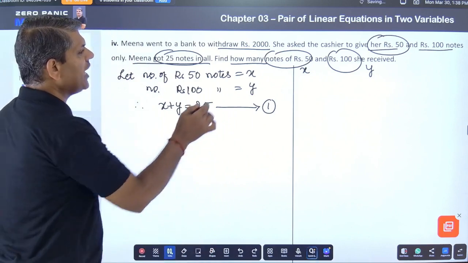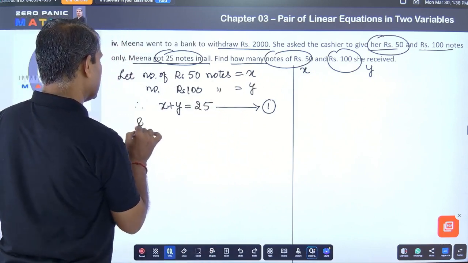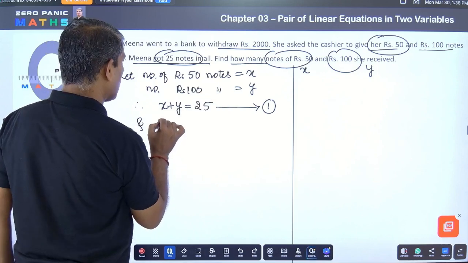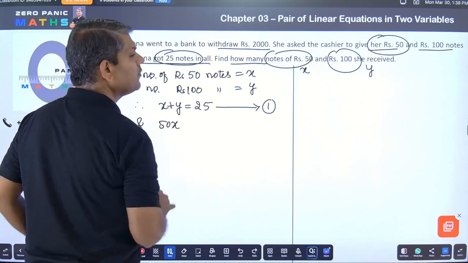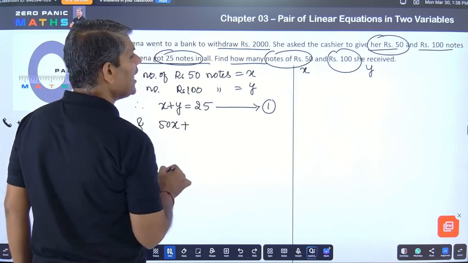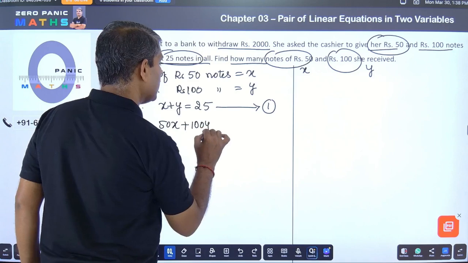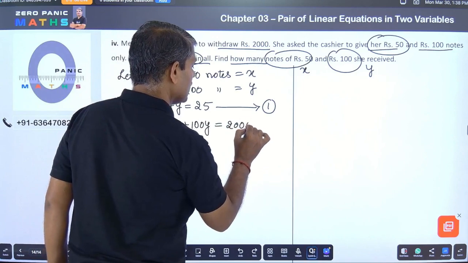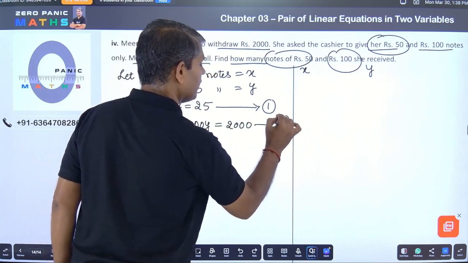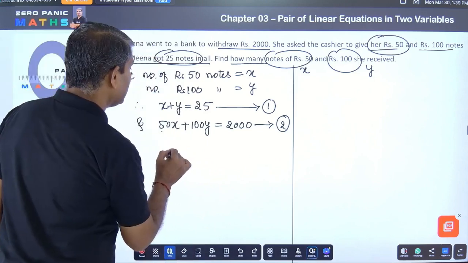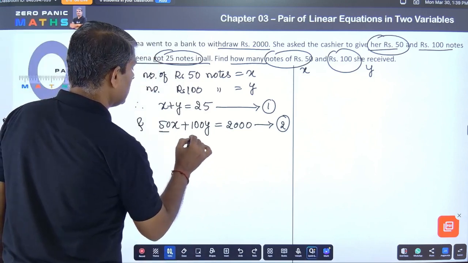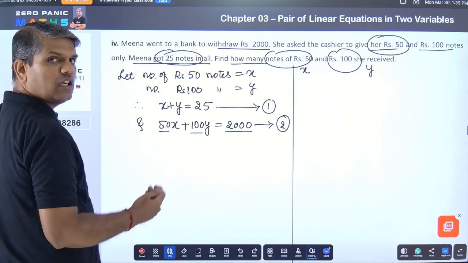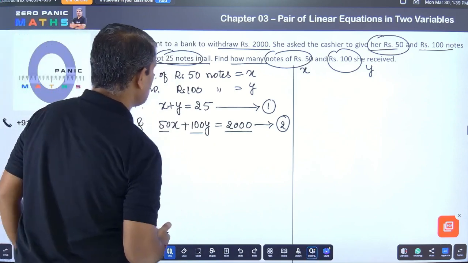Okay, because x is the number of 50 notes, and the total is 2000, so x number of 50 notes gives me 50x, plus y number of 100 notes, which is 100y, is equal to 2000. That is my equation 2. You understood this? I can still reduce this equation by dividing by 50.